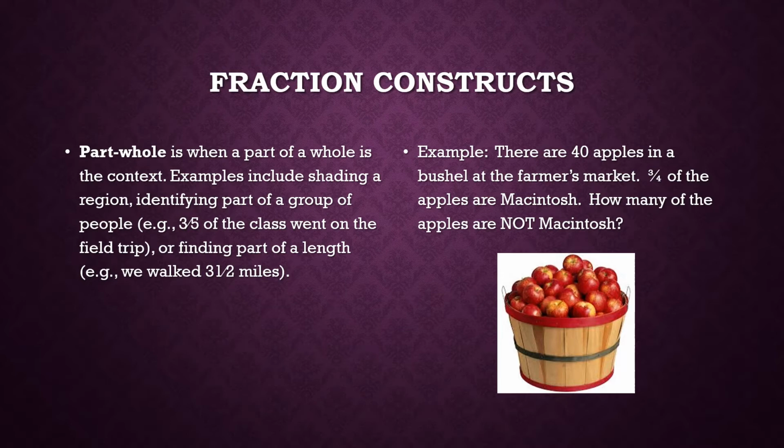When we're looking at part whole, we might find a sample problem such as the one on the right. There are 40 apples in a bushel at the farmer's market. 3/4 of the apples are Macintosh. How many of the apples are not Macintosh? In this case, the students would need to find how much 1/4 of the apples are, which are not Macintosh. And we would do that generally by seeing what the whole is. The whole is 4/4. They need to understand the whole, and then what part of that is. If we know that there are 3/4 Macintosh, then we only need 1/4 left, and that's what's not Macintosh.